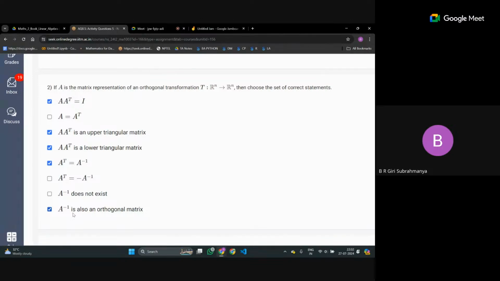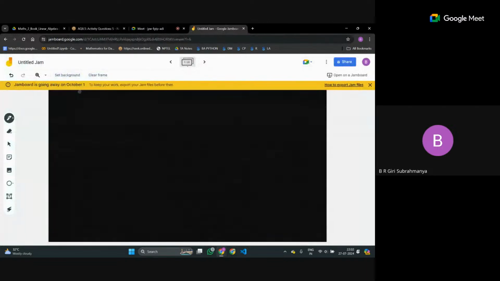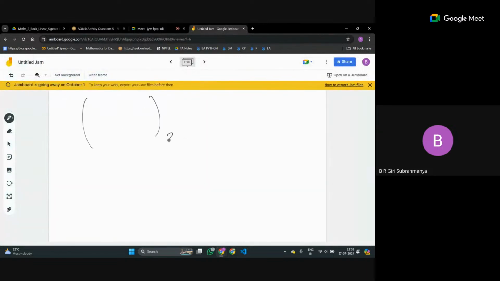And for the second option alone, I think we have to show an example. We have said that it is not necessary, but then I think we need an example. Can somebody come up with an example? Let's say in 2 cross 2, we need some matrix. Let's say this is A and this is A transpose. There will be 2 rows and 2 columns, and this will be the identity matrix. Now we want a case where A is not equal to A transpose.